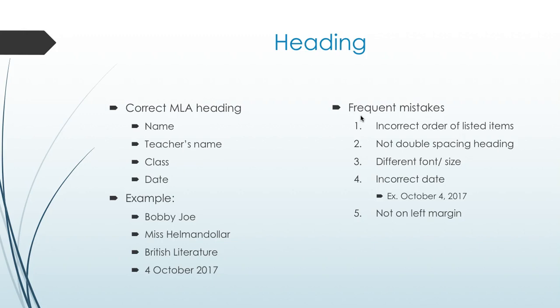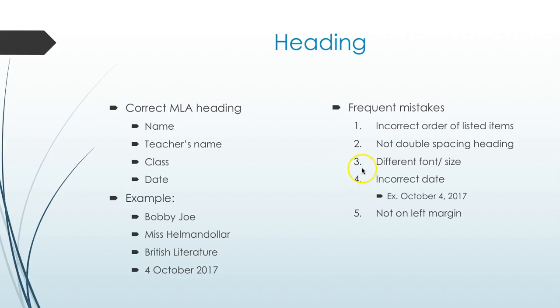Another mistake, number 2, is not double spacing the heading. In a normal MLA formatted paper, we write in Times New Roman, size 12, and the paper is double spaced. Now the heading is a part of the paper, therefore the heading should also be double spaced as well. Number 3 is a different font and size. Like I said, the heading should also be in Times New Roman, size 12 font.